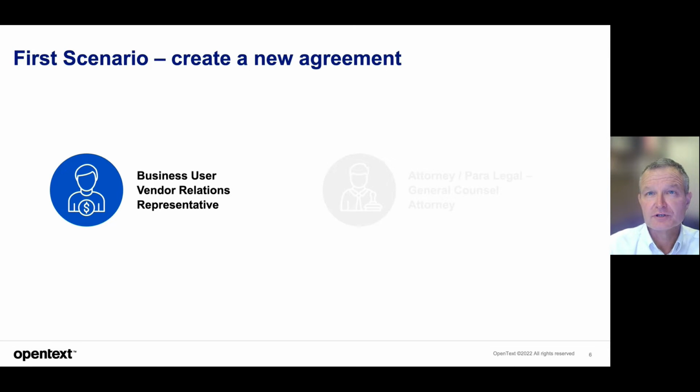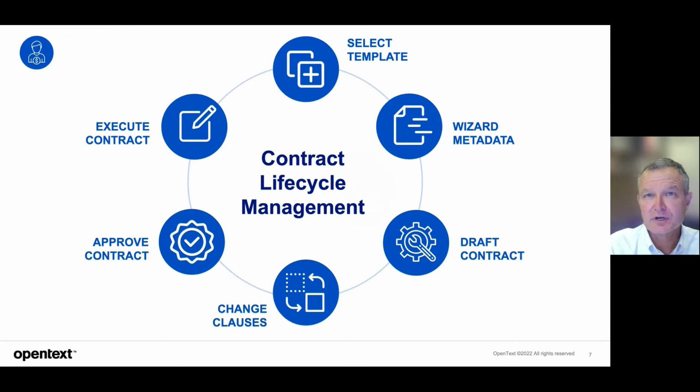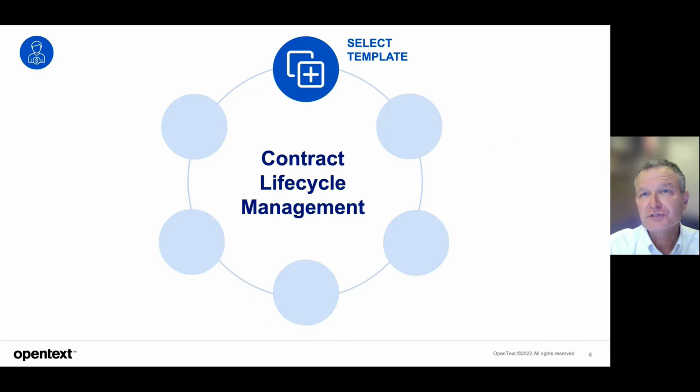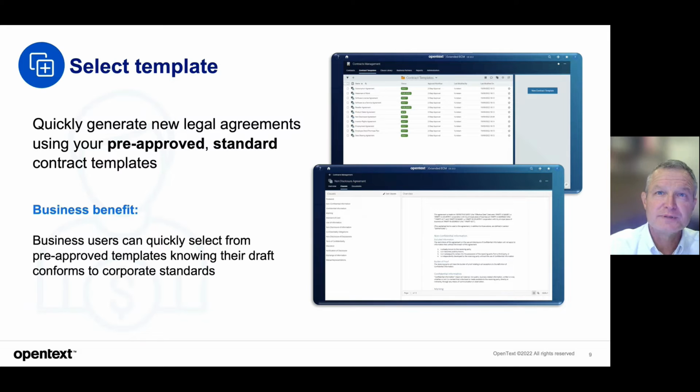For our first scenario, our vendor relations representative needs to create a new non-disclosure agreement as part of the vendor onboarding process. The entire process is summarized by this graphic, from selecting a template to executing a contract. In the first step, selecting a template, our vendor relations representative picks from a library of pre-approved standard contracts.